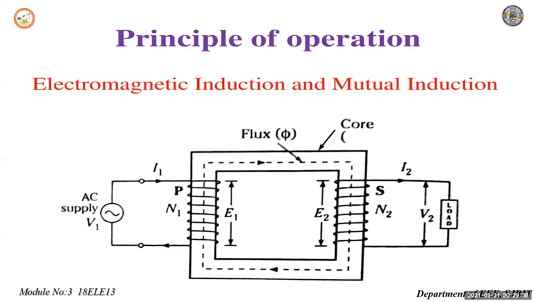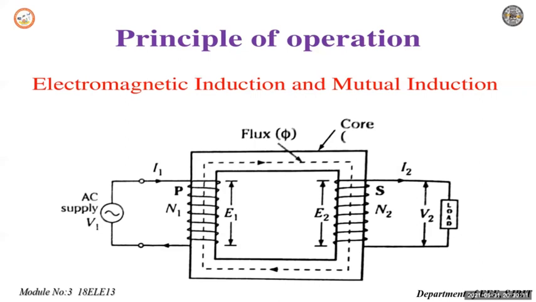The basic transformer is shown on the screen. One of the two coils is connected to a source of alternating voltage. This coil in which the electrical energy is fed with the help of the source is called the primary winding. The other winding is connected to a load. The electrical energy transformed to this winding is delivered to the load. This winding is called the secondary winding.